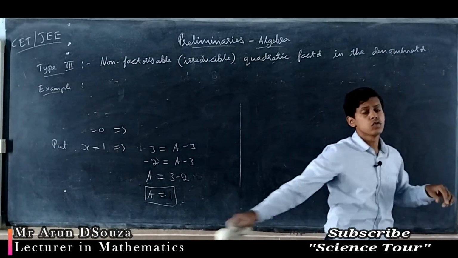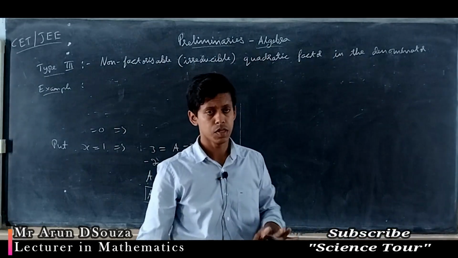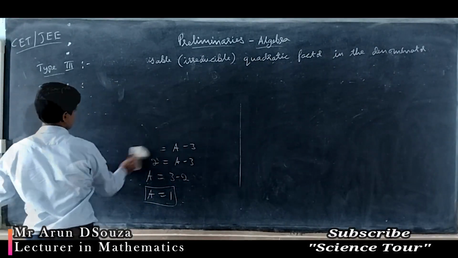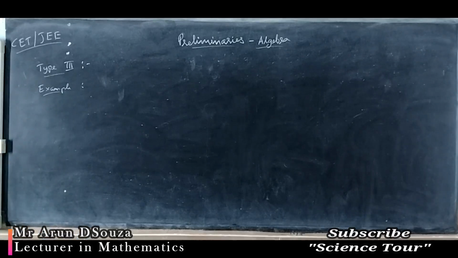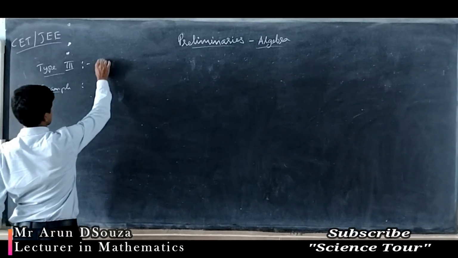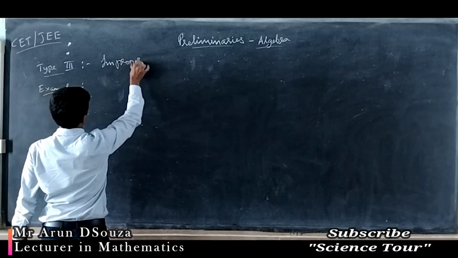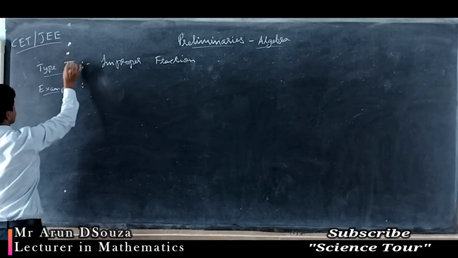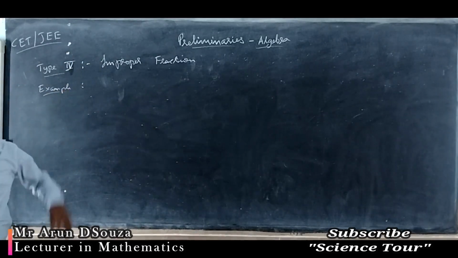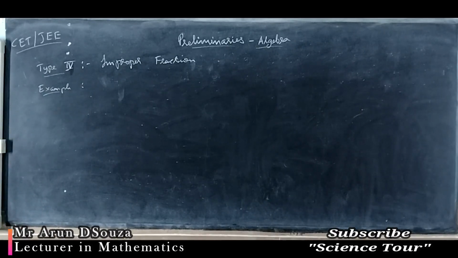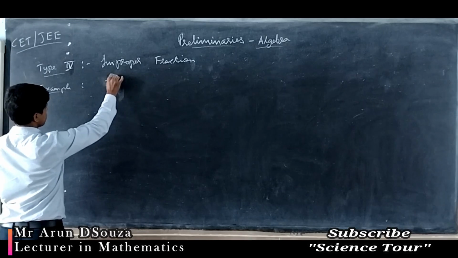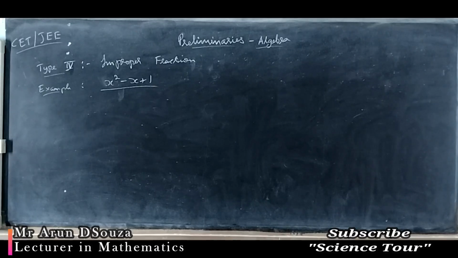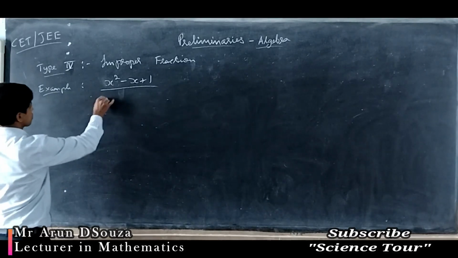Now let us move on to the fourth type. Fourth type is an improper fraction. Okay, so we'll take an example. This is the fourth type. Now let us take an example of x square minus x plus 1 divided by x square minus 3x plus 2.